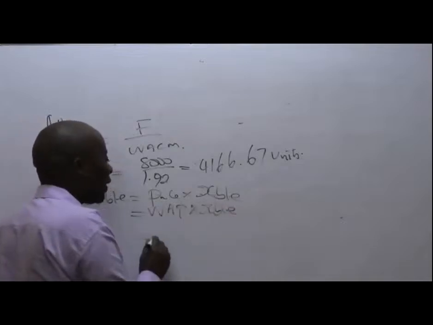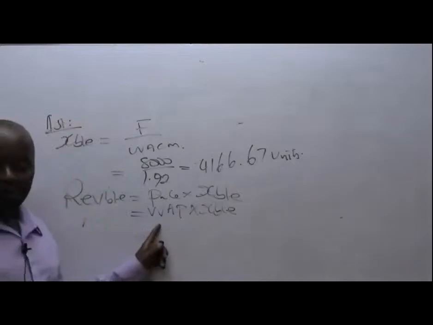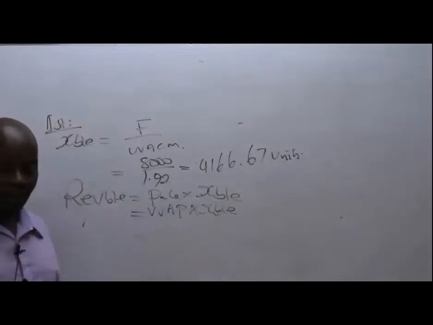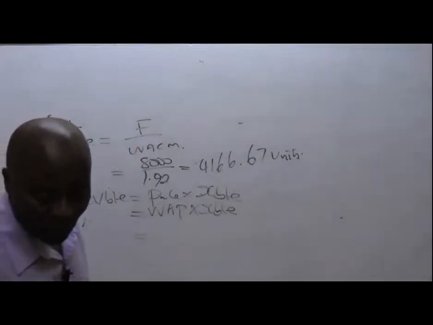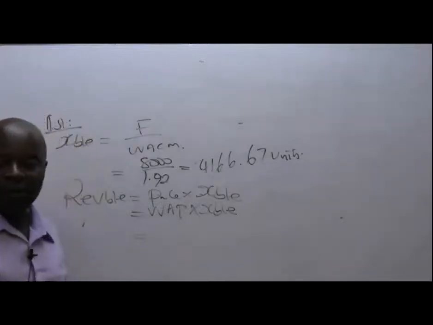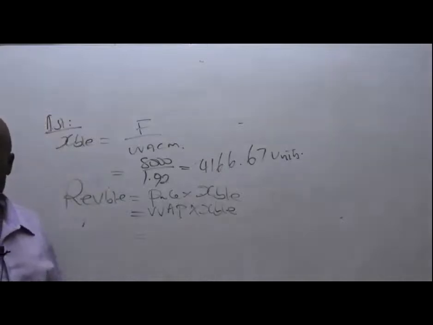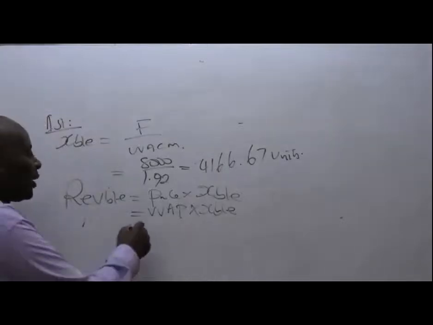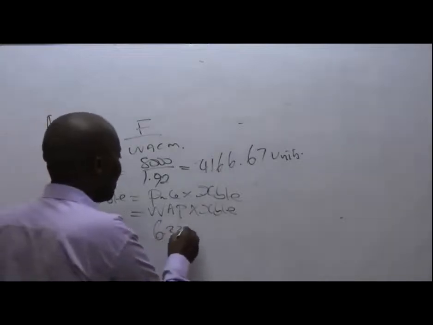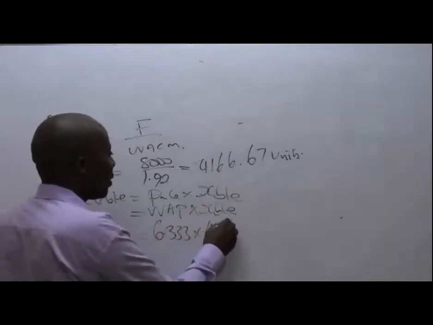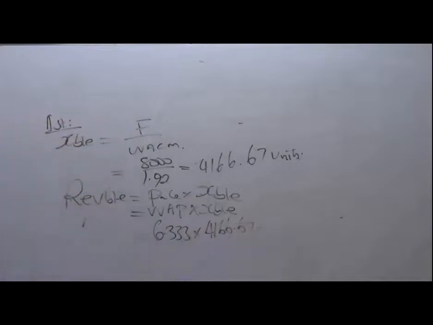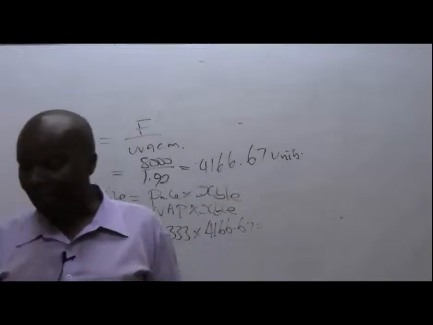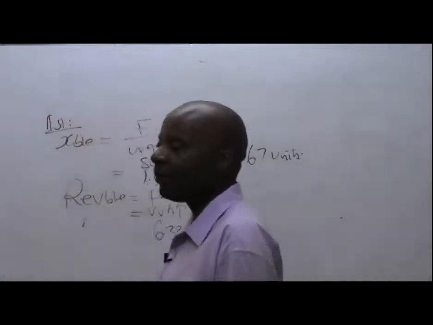I would want to know whether there is any student who is able to remember the WAP, because there are many prices here and we want to work with an average. Is there anybody? 6.333, like that. So this is 6.333 times 4166.67. Kindly give us this answer.